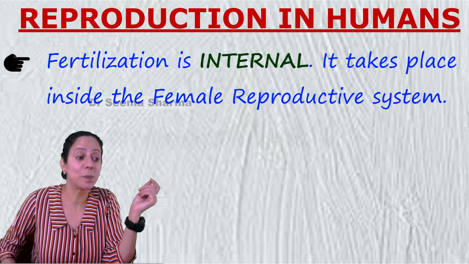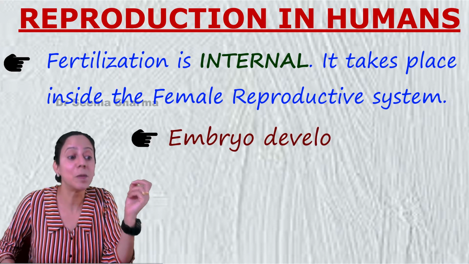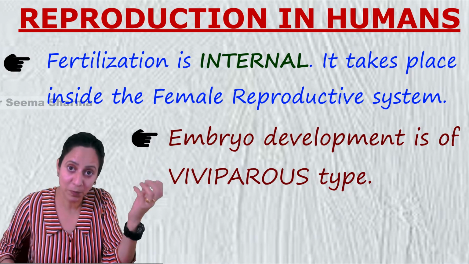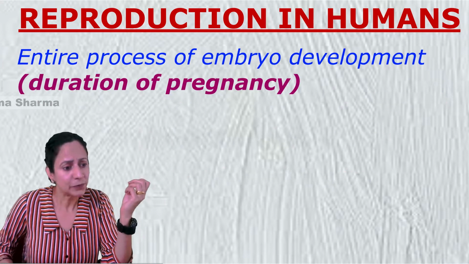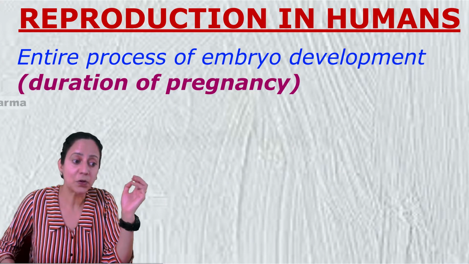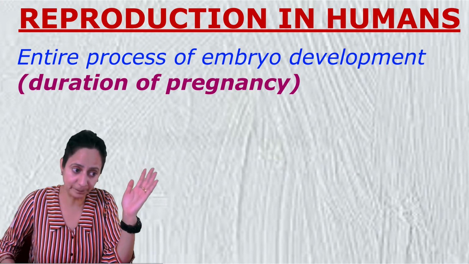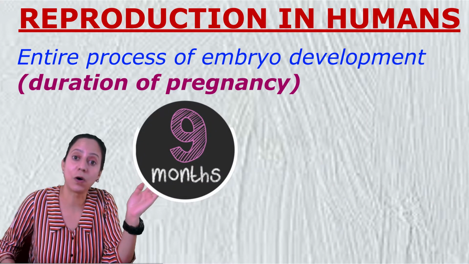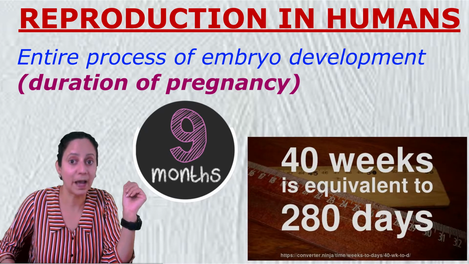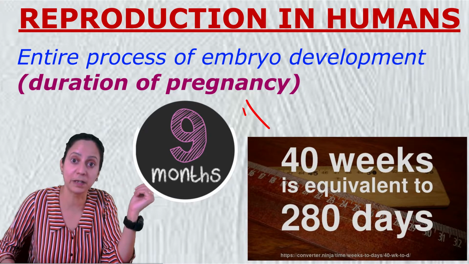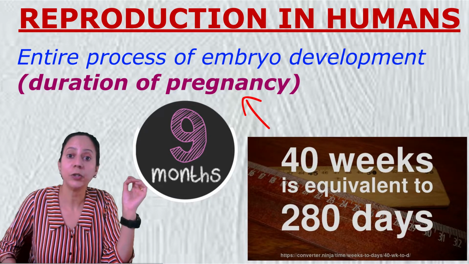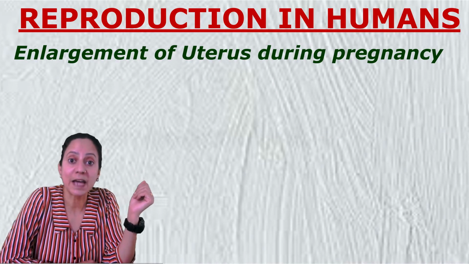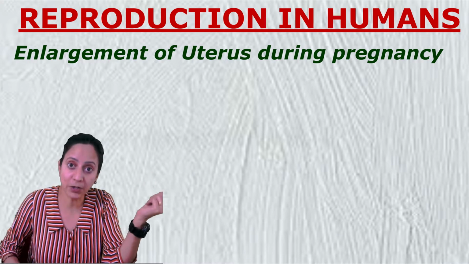Next point about sexual reproduction in humans is that embryo development is of viviparous type. Viviparous means human beings give birth to young ones. The entire process of embryo development takes 9 months or 280 days or 40 weeks, and this is called the duration of pregnancy in human beings. During pregnancy, there is a gradual increase in the size of the uterus, which is one of the parts of the female reproductive system.